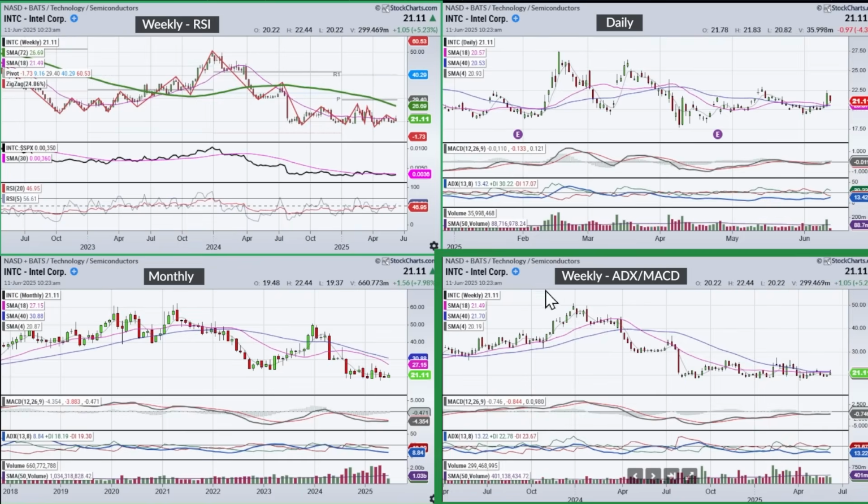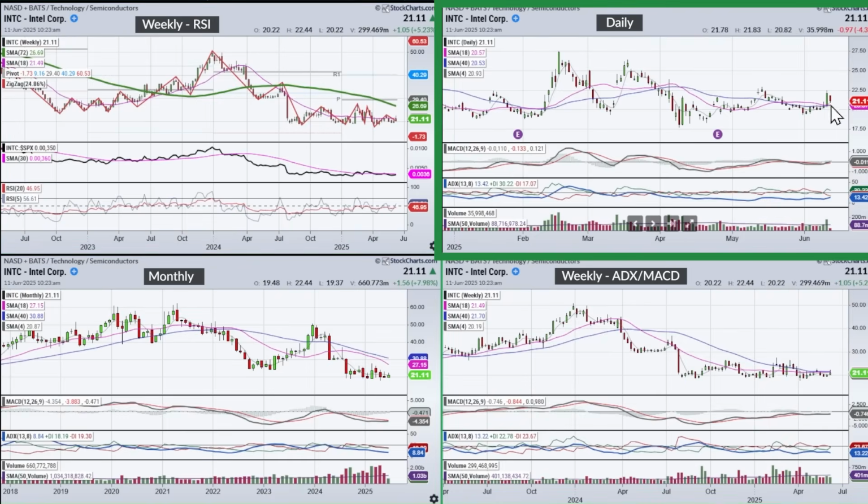Okay, Intel. So if you look at the way this has played out, we had this move to the upside. And really what I'm looking for is a bit of a breakout above this high here.